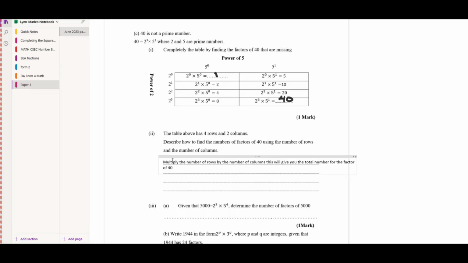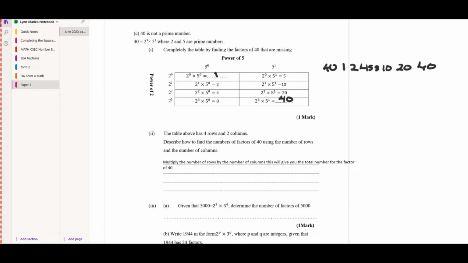What you can do to make sure this is correct is, first off, you write your factors of 40. That's 1 and 40, 2 and 20. Is it 3? No. Is it 4? Yes. 4 and 10, 5 and 8. These are your factors of 40. How much is this? 1, 2, 3, 4, 5, 6, 7, 8. If you multiply the number of rows, 1, 2, 3, 4, by the number of columns, 1, 2, you can see you also get 8.